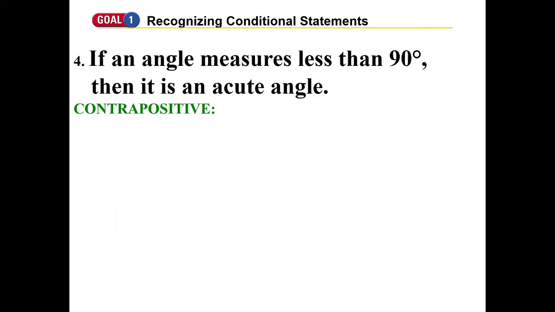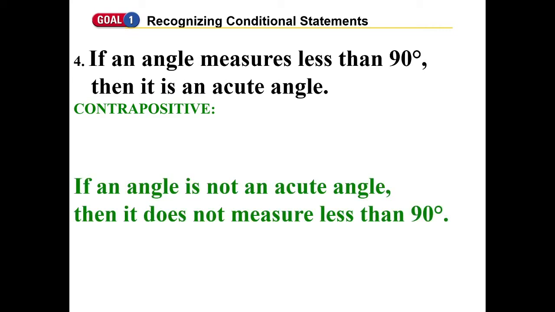Number 4. Any volunteer? Lugo. Yes, so let's have Lugo. Number 4. If an angle is not acute, then it does not measure less than 90 degrees. Okay, that's totally right. If an angle is not acute, then it does not measure less than 90 degrees.